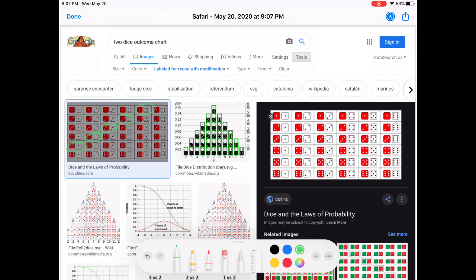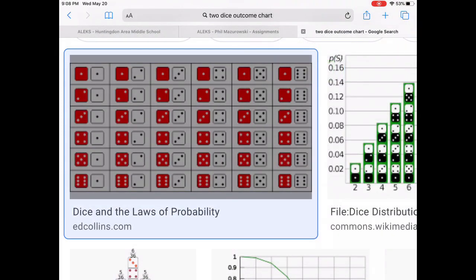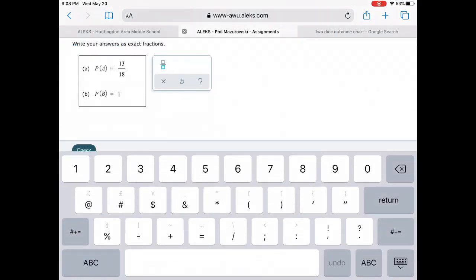The nice part about these charts is you can recognize some patterns pretty easily. The next number that is divisible by 6 when you add these together is 12, and there's only one way to get 12. So when I'm looking at all of these, I've got 1, 2, 3, 4, 5, 6 ways that we can get something that is divisible by 6. And 6 out of 36 is going to give us 1/6. So we're going to put in 1/6 as our answer.